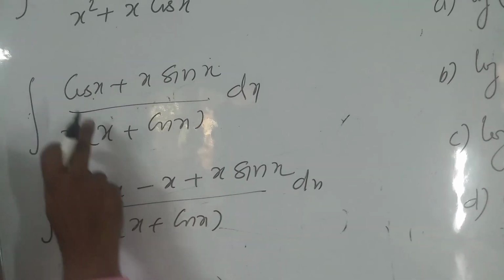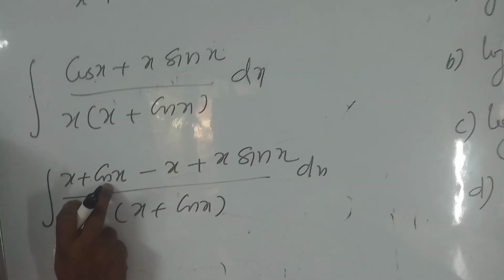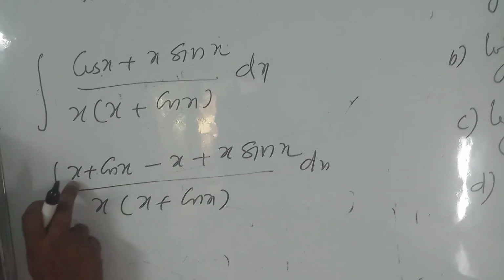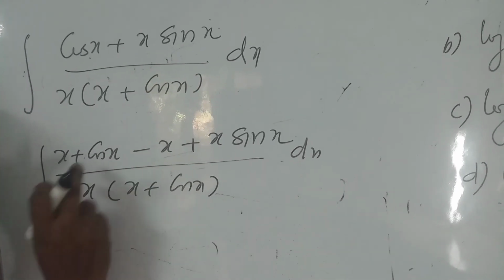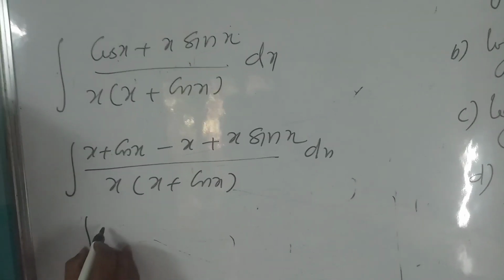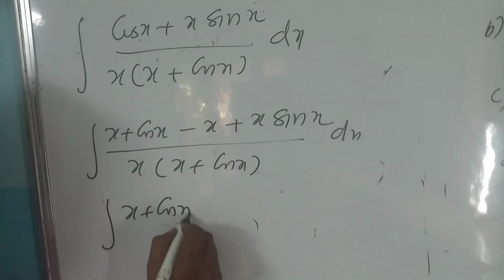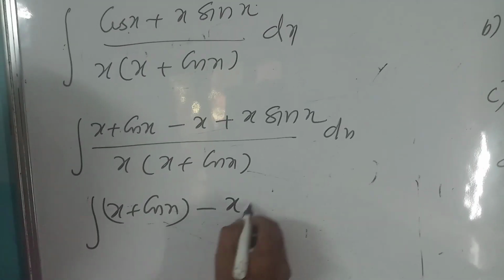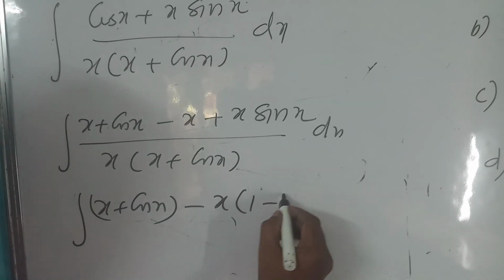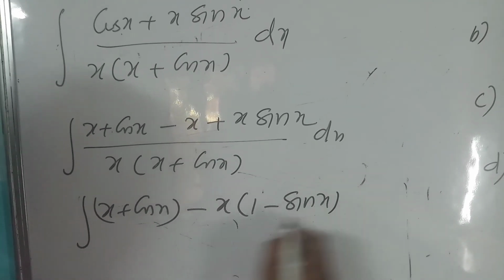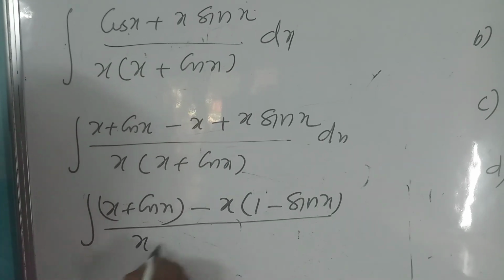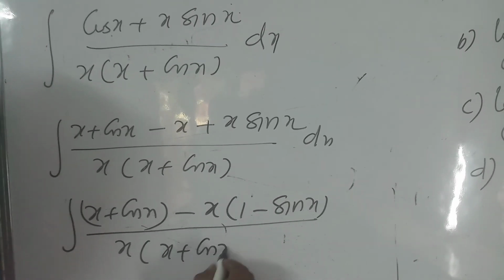Then take this cos x and rearrange as x plus cos x minus x. The value will not change. Adding x and subtracting x. Then separate into two terms. The first term x plus cos x. And the second term, take minus x out of 1 minus sin x. Whole divided by x into x plus cos x into dx.